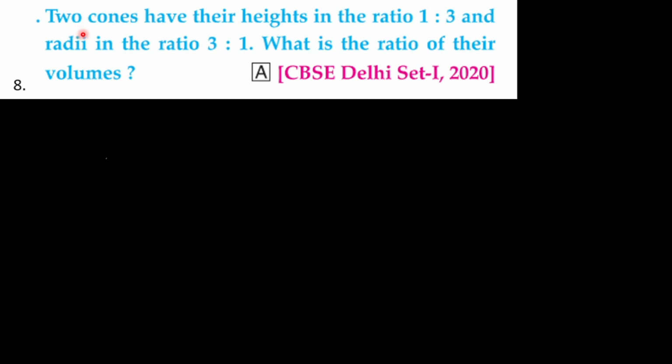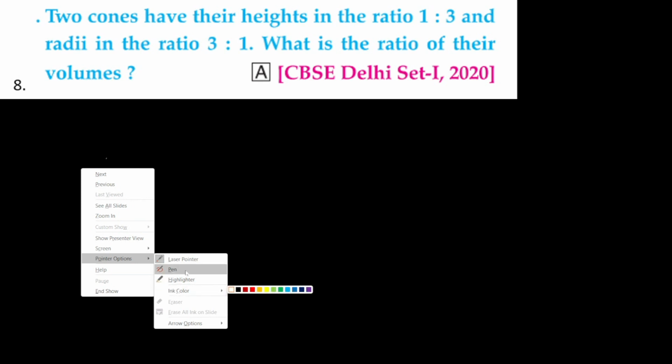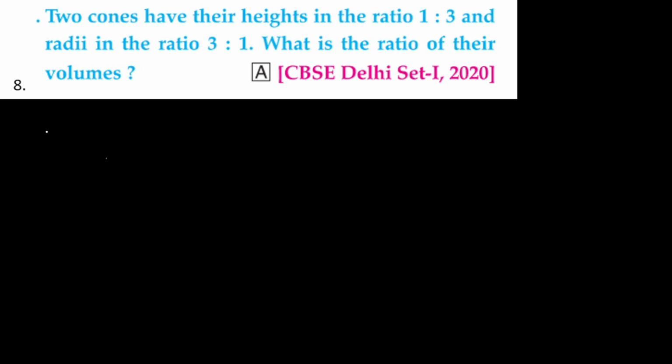In this question, two cones have their heights in the ratio 1:3 and radii in the ratio 3:1. So we have to write the given data first. Since we have two cones, let the heights ratio of the first and second cone be h1 by h2. It is given as 1/3. 1:3 can be written as 1/3.